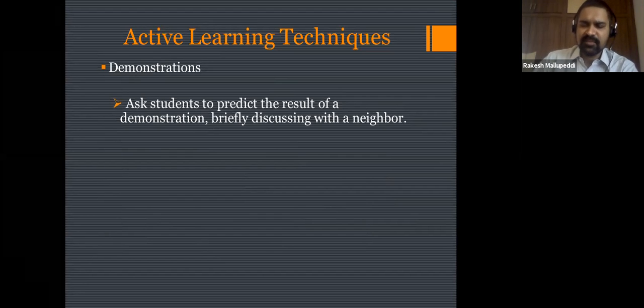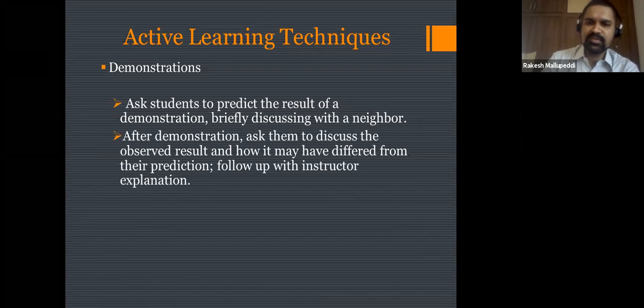So where you are posing a question, or you are asking students to predict something, and then discuss with the neighbor, come up with the results, and then you discuss the result, and then you give the explanation, and then you discuss how the results are matching up, or what the logic behind their thinking of that result was. And then you clear up, or you give the correct understanding or the correct situation.